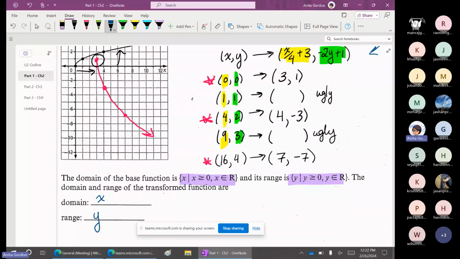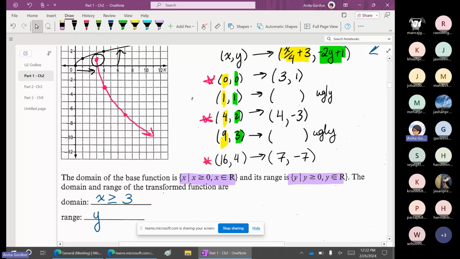Will x be greater than or less than a number? It's going to be greater than because it's moving to the right. And what's the number? What's my starting point? 3. Okay, what about y? Greater than or less than? Less than. And my starting point? 1. Okay, so if you have a picture, you can easily find the domain and range by just observation.